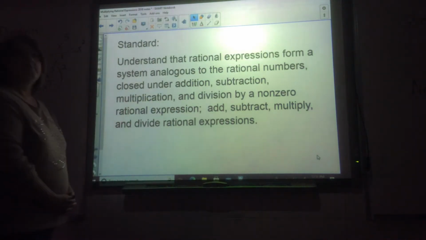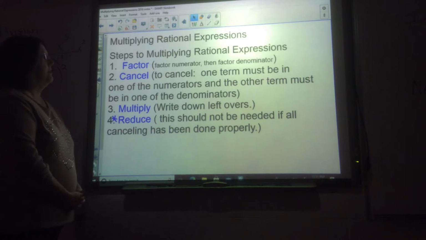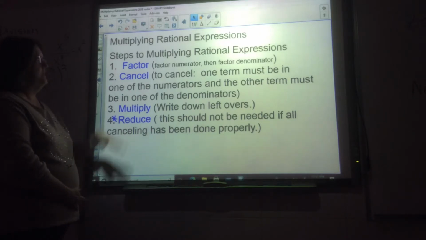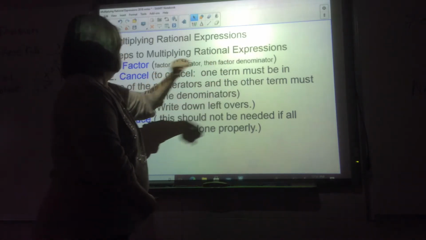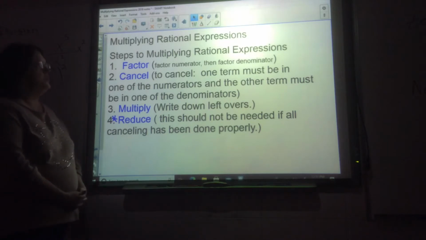Today we're going to be multiplying rational expressions. All right, these are the steps. Just like for simplifying, you have to factor your numerator, factor your denominator. Notice I wrote that. Factor your numerator, factor your denominator, cancel. And in order to cancel, one term must be in one of the numerators.